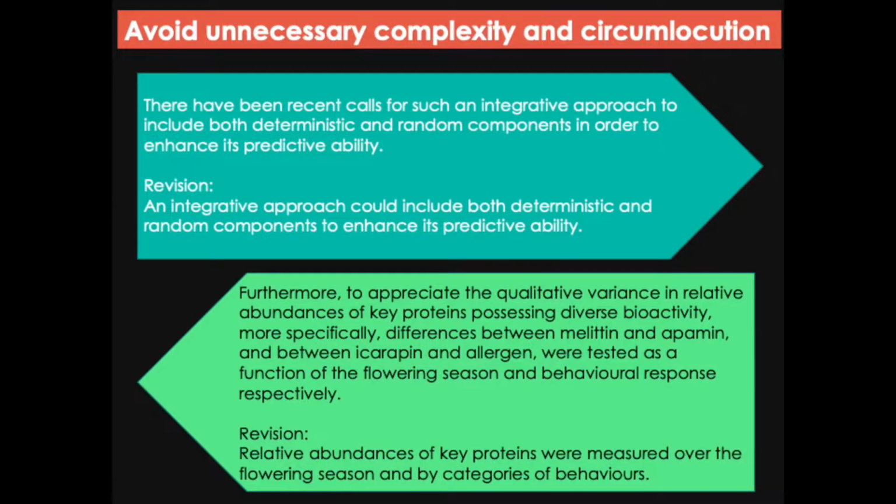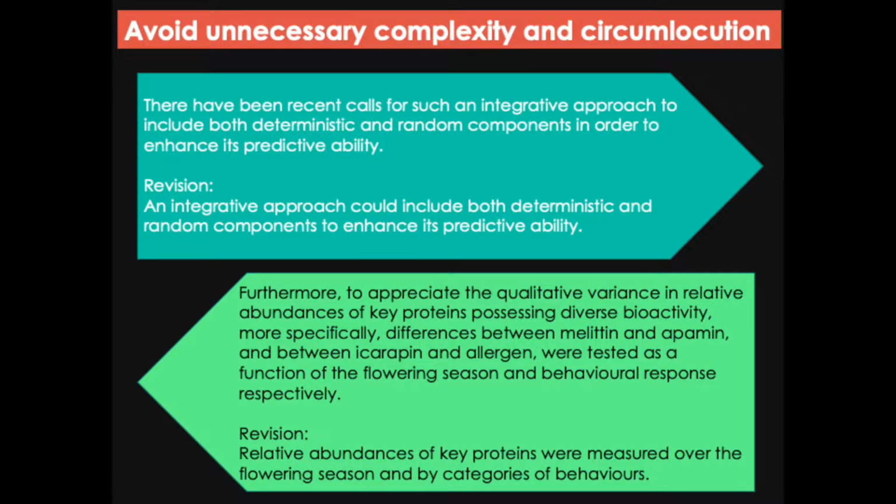There have been recent calls for such an integrative approach to include both deterministic and random components in order to enhance its predictive ability. So there's quite a bit in here that we could cut out. What's the point of saying there have been recent calls for such an? Let's just get directly to the integrative approach. Instead of saying people are calling for it to include, let's just say that such an approach could include.